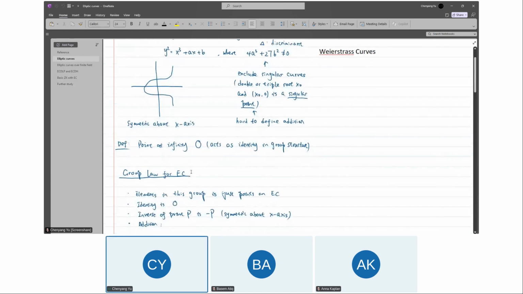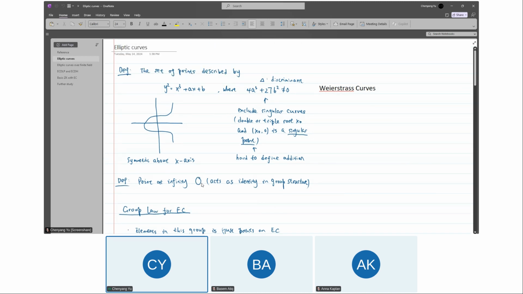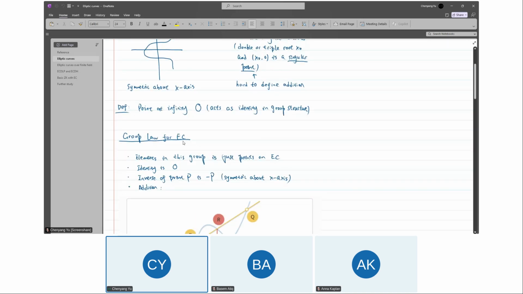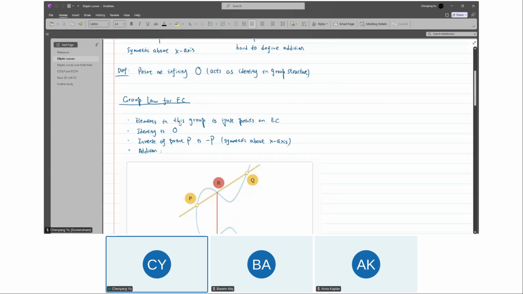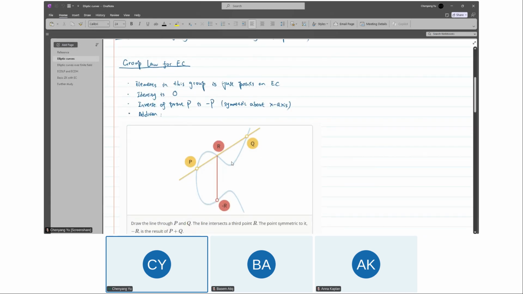Also, to make it a group, we have to define an identity element, right? So we define the point at infinity as capital O. This point is just imaginary. It comes from nowhere. We are just defining it to make this a group, so that our group theory can apply to the elliptic curve. How we define the group law on EC is pretty intuitive.